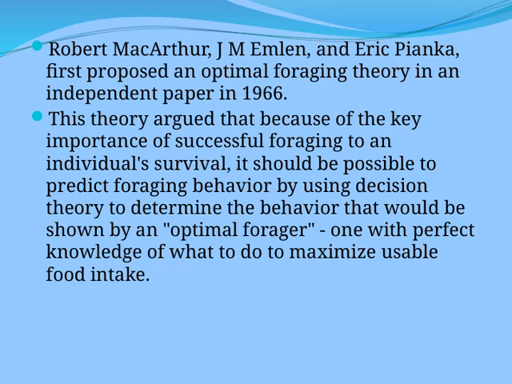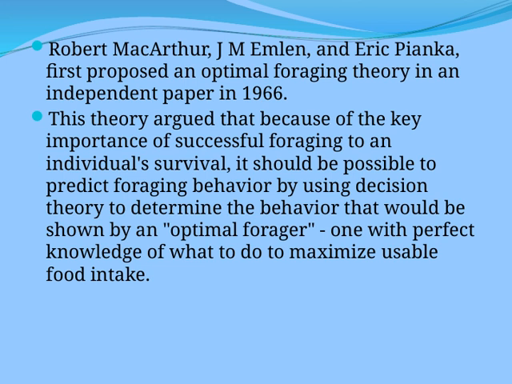In 1966, Robert MacArthur, J. M. Emlen, and Eric Pianka independently proposed what we now call the optimal foraging theory. This was a significant development because it offered a way to predict how animals should behave when searching for food. The core idea is that foraging is so crucial to an individual's survival that natural selection should favor behaviors that maximize food intake. This theory suggests that we can use decision theory, think of it as a kind of logical framework, to understand and predict the choices an optimal forager would make.